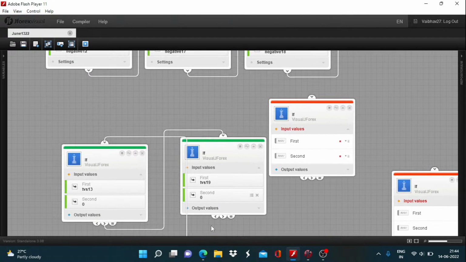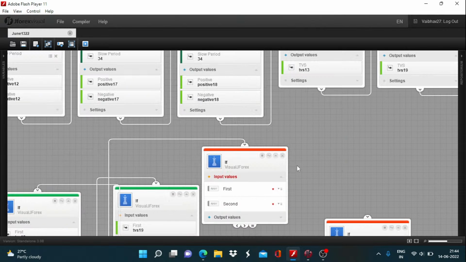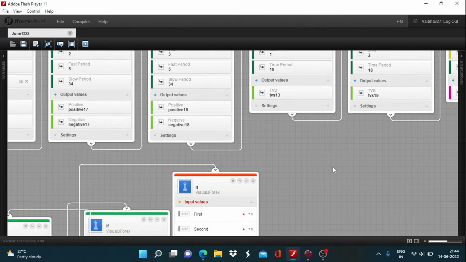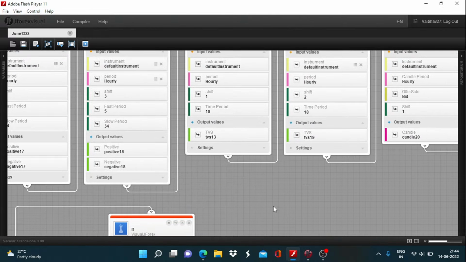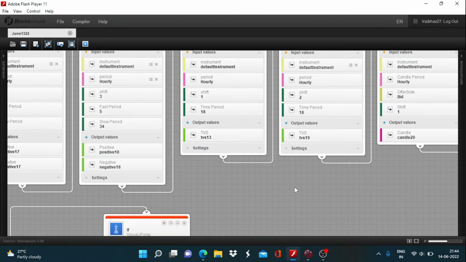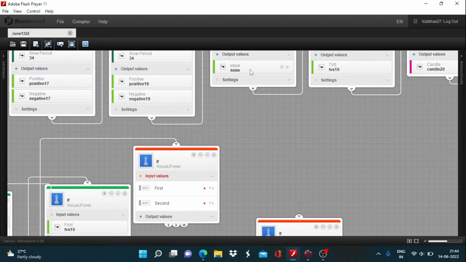So here it will be first input greater than second input, and not only should it be above 0, it should be on the rise. So we need last hour's time segmented volume output to be greater than the prior hour's time segmented volume output. So TVS 13 will need to be greater than TVS 19.